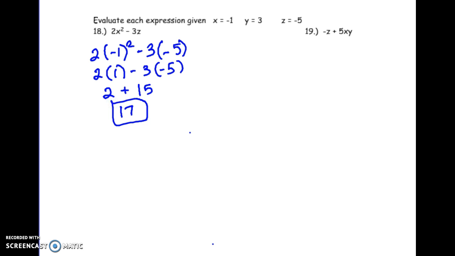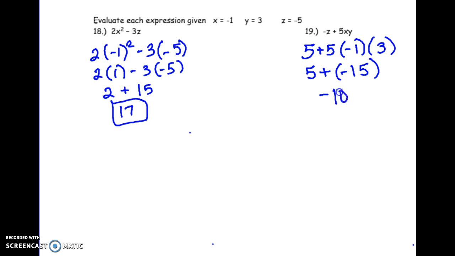Okay, and then number 19, this is a little tricky, but if you see where it says negative z, if z is negative 5, a negative 5 would actually be positive 5. So that would be 5 plus 5 times x, negative 1, and y is 3. So this would be 5 plus 5 times negative 1 is negative 5. Negative 5 times 3 is negative 15. So 5 plus a negative 15 is going to give me a negative 10.